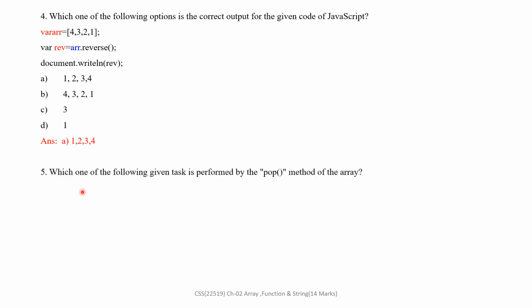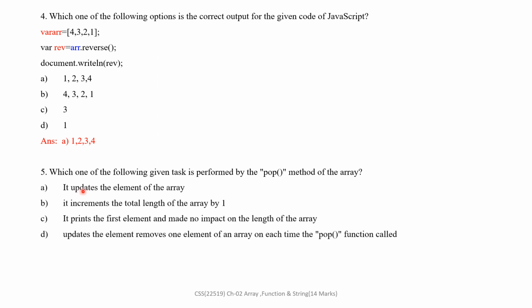Now the next MCQ: which of the following tasks is performed by the pop method of the array? It updates the elements of the array, it increments the total length of the array by 1, it prints the first element and makes no impact on the length of the array, or it removes one element of the array each time the pop function is called. The answer is D. It means the pop method is used to remove an element from the array.